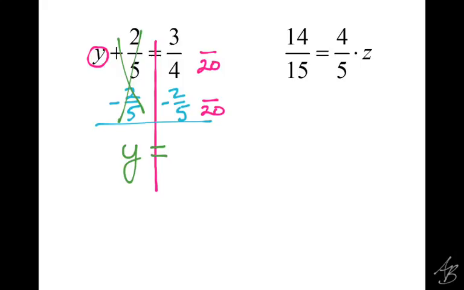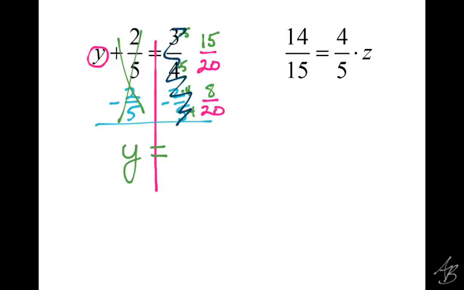What do I multiply by 4 right here to get 20? 5. So I multiply by 5 on top and get 15. Okay, and then on the bottom, what do I multiply by 5 to get 20? 4. So I multiply by 4 on top. 2 times 4 is 8. So instead of 3/4 minus 2/5, now I'm going to do 15/20 minus 8/20. And I'm just going to scratch these out here because I don't need those anymore.